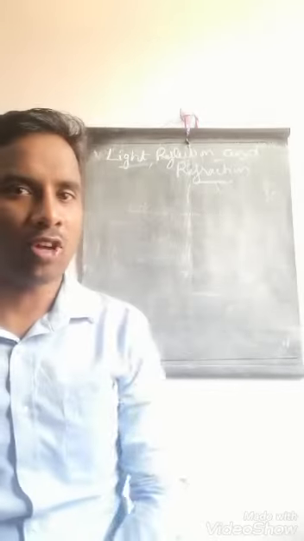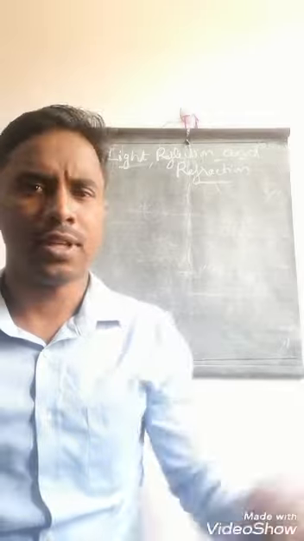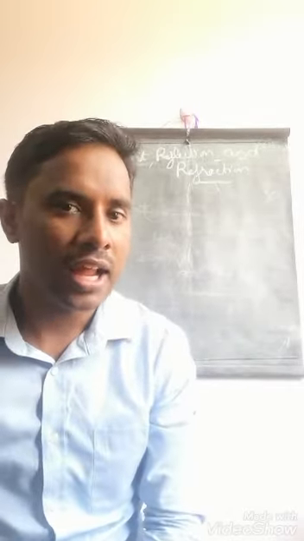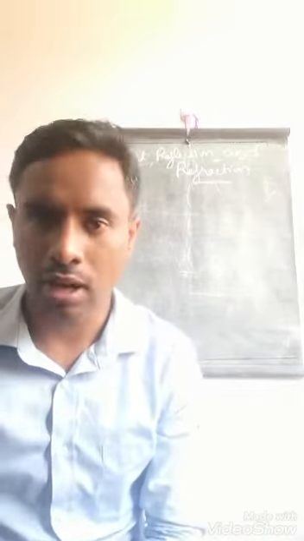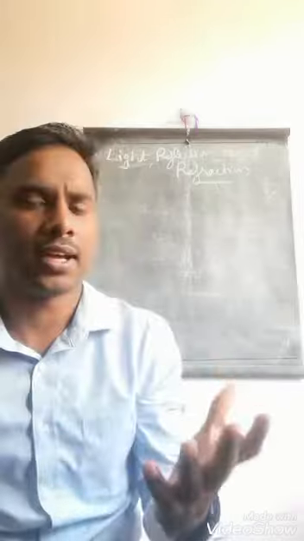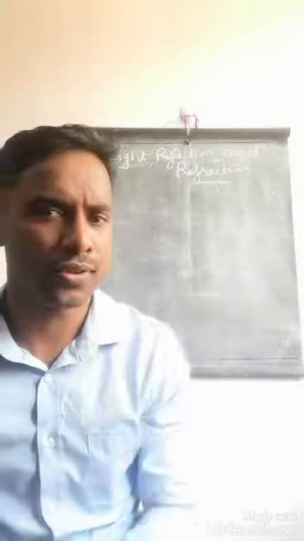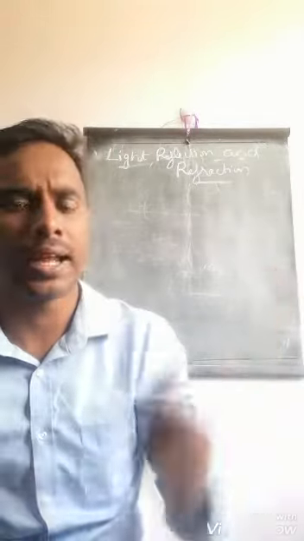So let me discuss the topic light reflection and refraction. So in this chapter, light reflection and refraction. So what is light initially? Light is a form of energy which enables us to see the things around us. We get light from the sun especially. It's a natural source of light that we receive from the sun. It is solar radiation. It has both heat and light.